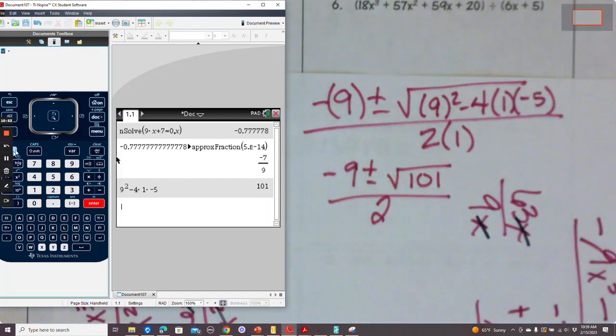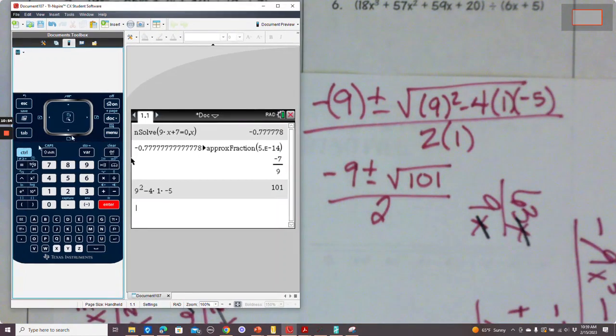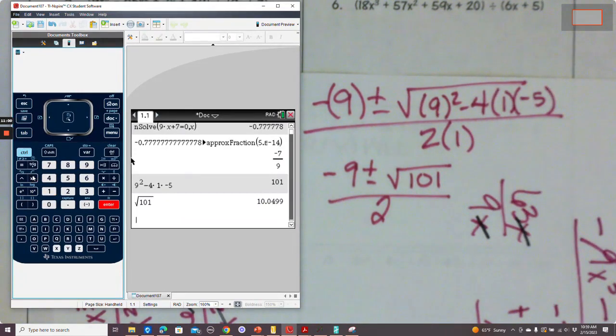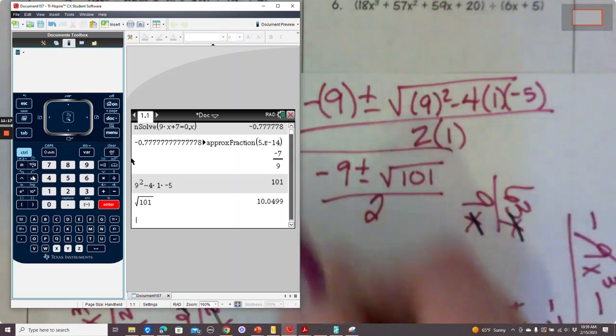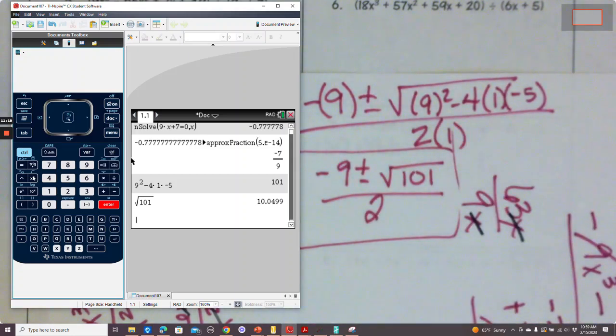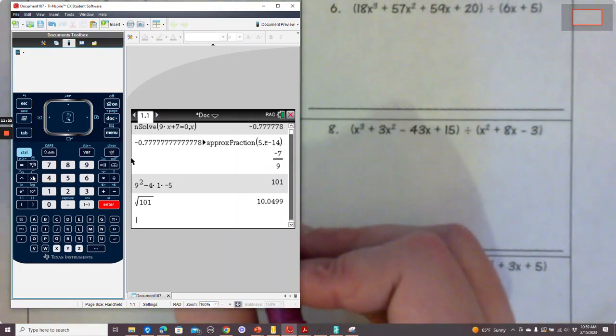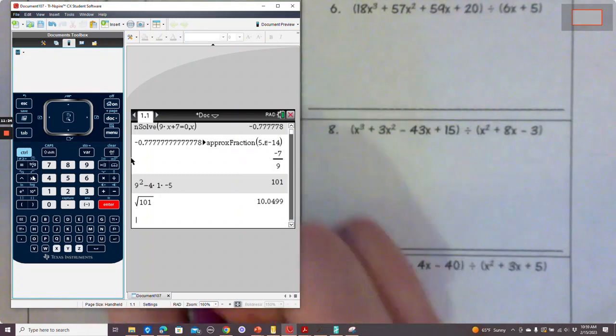The square root of 101 is not nice and pretty. It's gross. So can we factor? Will 101 factor into anything? Is there anything I can multiply together to get 101? No, it's a prime number. That is my answer. This right here is your x cannot equal. No, you need whole numbers, baby.